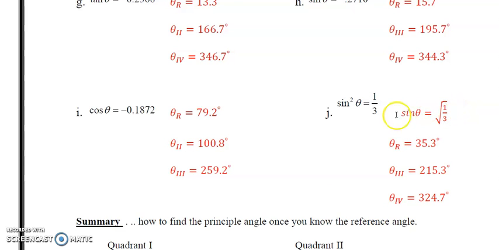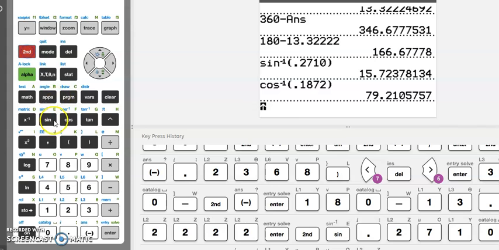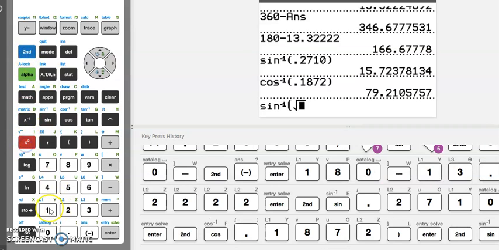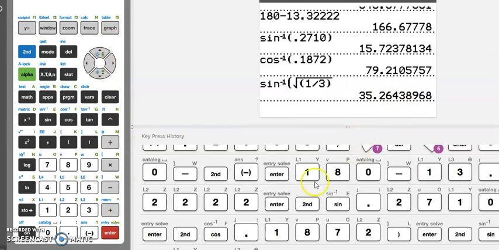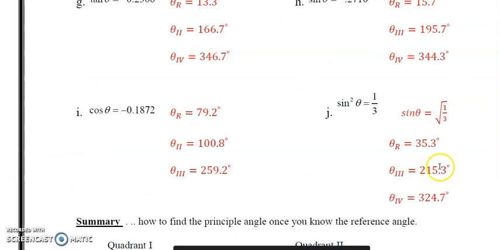And again, you can just put this right in the calculator, right? So we get second function sine, right? So the inverse sine of the square root of 1 divided by 3. It's the whole thing this time. Enter, and we get 35.26. So your reference angle is 35.